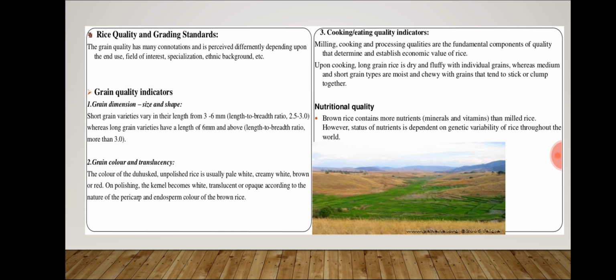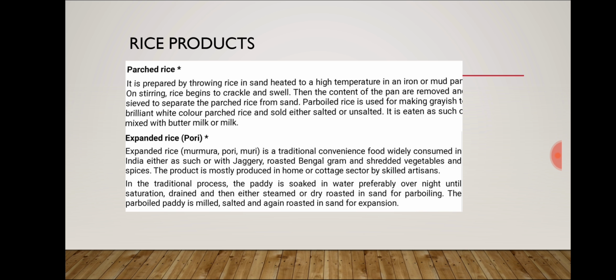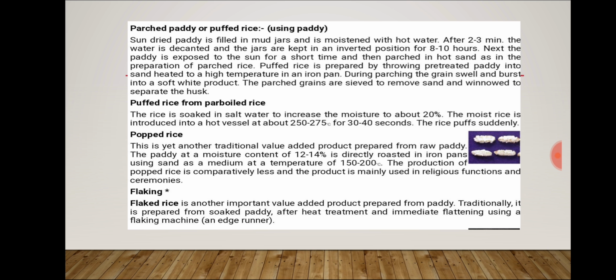Nutritional quality. Brown rice contains more nutrients than milled rice. The status of the nutrients depends on the genetic variability of the rice throughout the world. These are the different products of rice: parched rice, expanded rice and puffed rice.